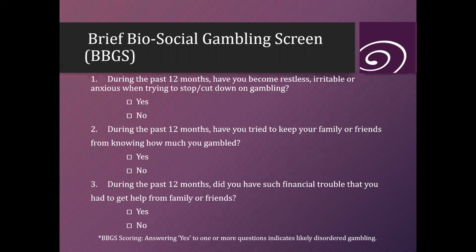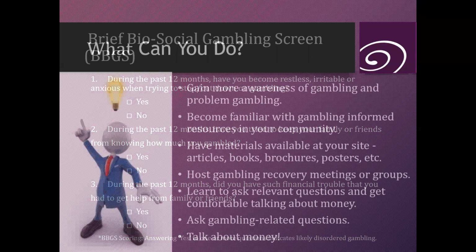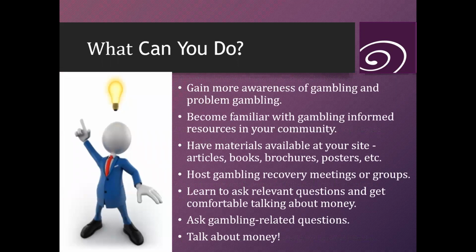What can you do? Do what you're doing. Stay with me one more minute. And you can gain awareness, become familiar with what's going on in your agency, know about it, host gambling recovery meetings if you want, ask questions, talk about money. We talk about everything in this country, but we don't know what our best friend makes. You can't work with a problem gambler and not talk about money.